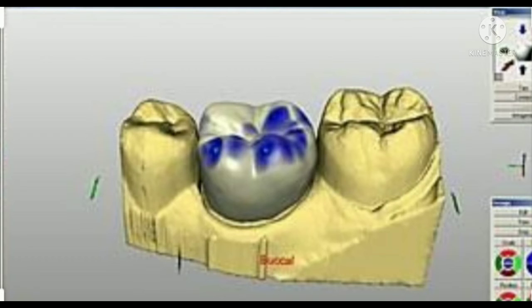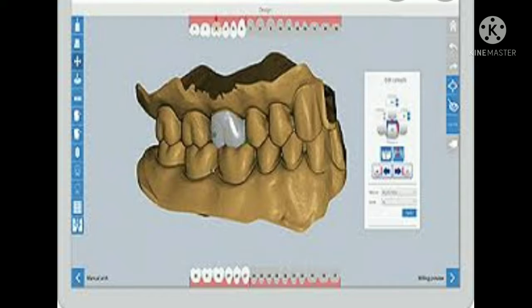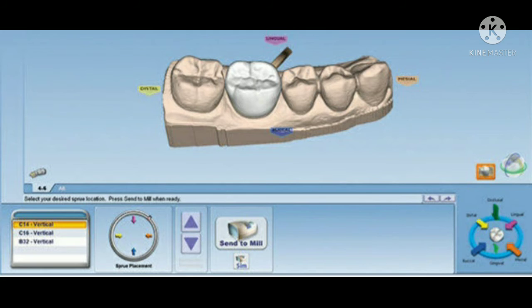Another type is one-day crown. You can get a crown in a single appointment. Some dental offices offer same-day crown installations using one of the several methods involving computer-aided design or computer-aided manufacturing, that is CAD/CAM.